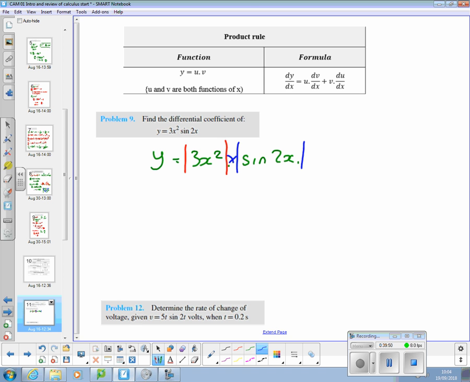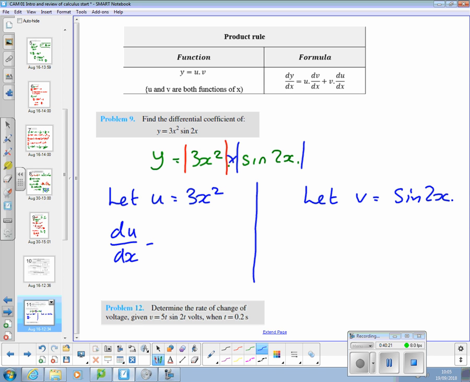So what we do, and I usually split my board in half for this, is let u equal 3x squared. Let v equal sine 2x. Then we have to differentiate those two, so we have to find du by dx. So if we differentiate this, what do we get? 6x. Take one off the index.